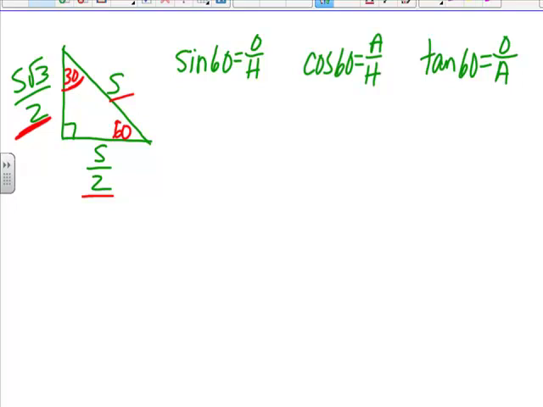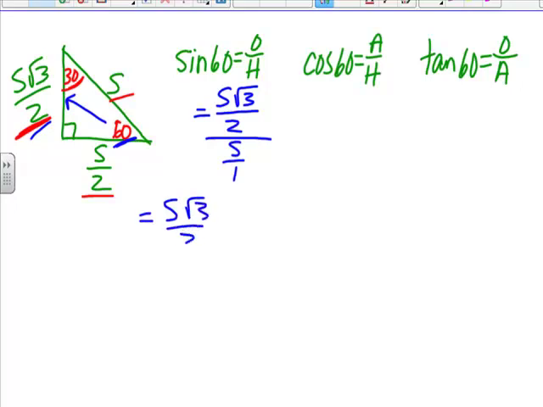So if someone says, hey, what's the sine of 60? Well, the sine of 60 is opposite over hypotenuse, so I'm going to focus on 60 right now, and the side that's opposite 60 is this. Yeah, it's a little yucky, but it is what it is, s radical 3 over 2, all over the hypotenuse, which is s. I'm going to call it s over 1 for a minute. So now I'm going to just do a little maneuvering here. I'm going to divide this fraction, which is going to be multiplying the reciprocal. And in the end, these s's actually go away. I get radical 3 over 2.